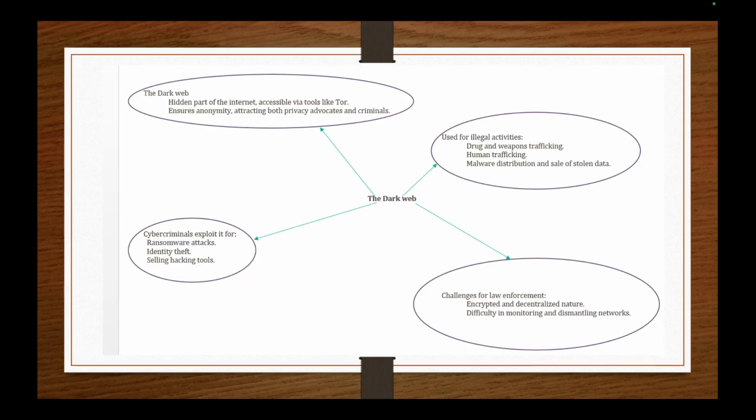At the center, the dark web. Now, what is the dark web? A hidden part of the internet, and it ensures anonymity. It is used for illegal activities, and cyber criminals often exploit it. And what are the challenges for law enforcement agencies? So that's how you need to present information.